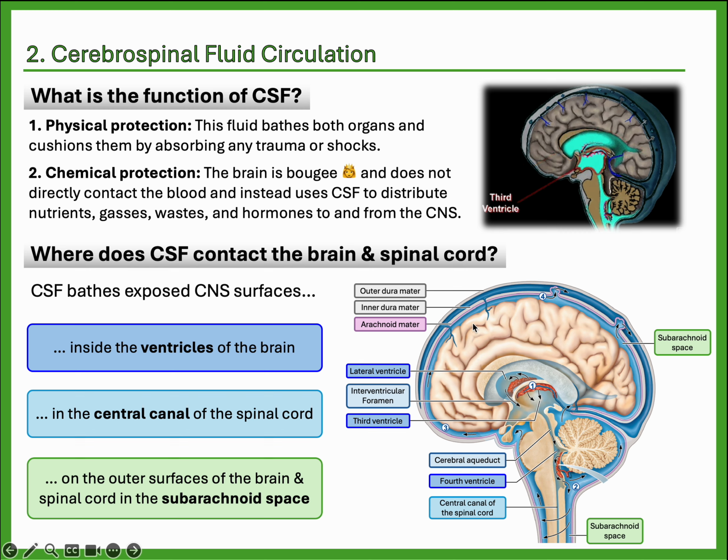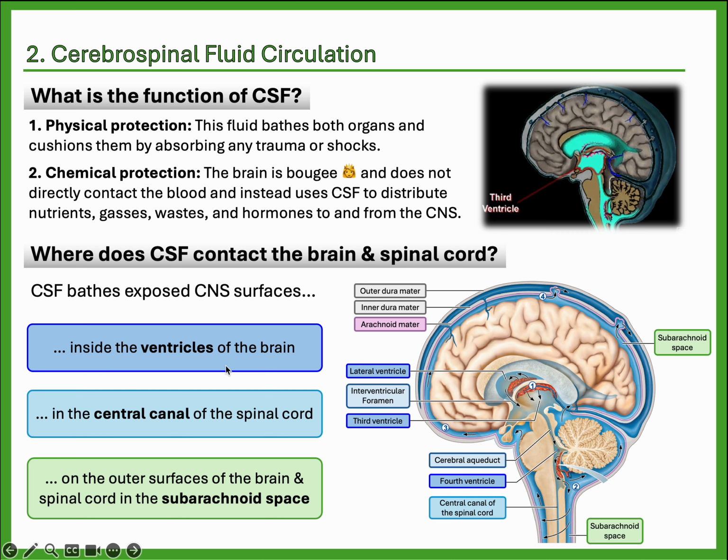So we have, remember, it's called PAD: pia is on the inside, arachnoid is in the middle, and the dura is on the outside. Do you see how for the brain, though, the dura has two layers, the inner and outer, and it makes this sinus over here, right? We'll talk about the dural sinus soon.